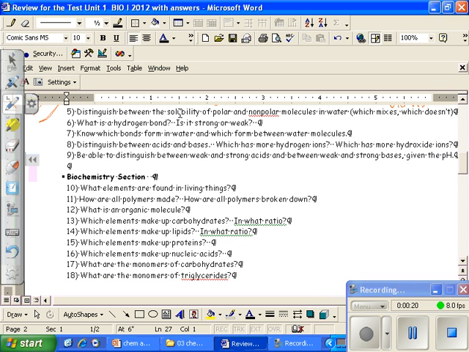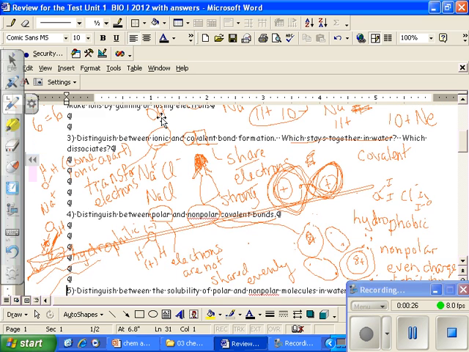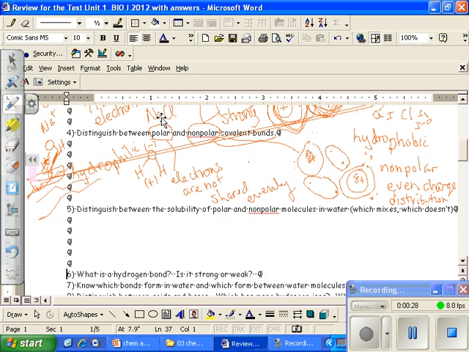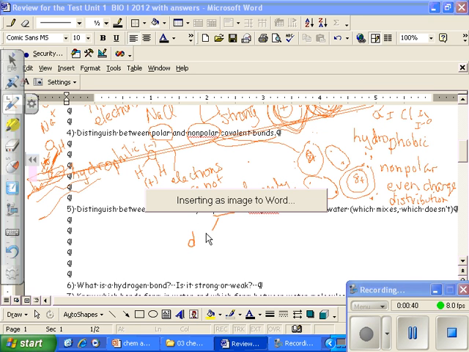Okay, number 5. Distinguish between the solubility of a polar and a nonpolar molecule with water. Okay, so solubility means will it dissolve in water or not. So remember, water is polar. Anything that's polar will dissolve in water. So that doesn't mean dissociate or come apart necessarily.